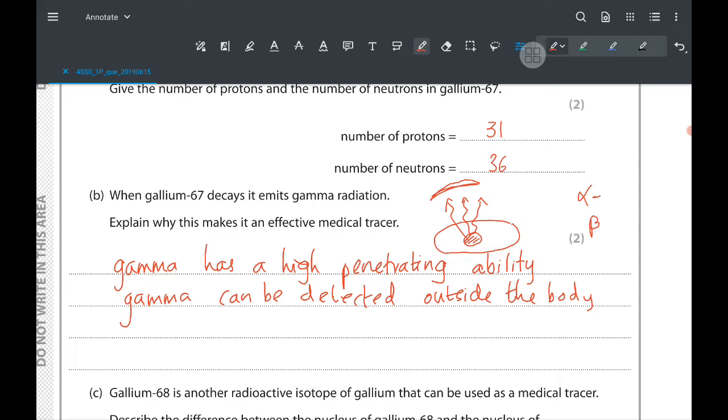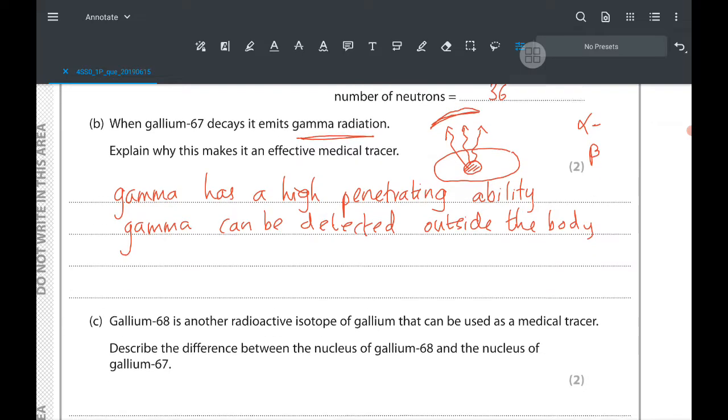If you mention that gamma can pass through the body, or that the other alpha and beta cannot pass through, I would not recommend writing that, because here you actually have to talk about gamma radiation only.